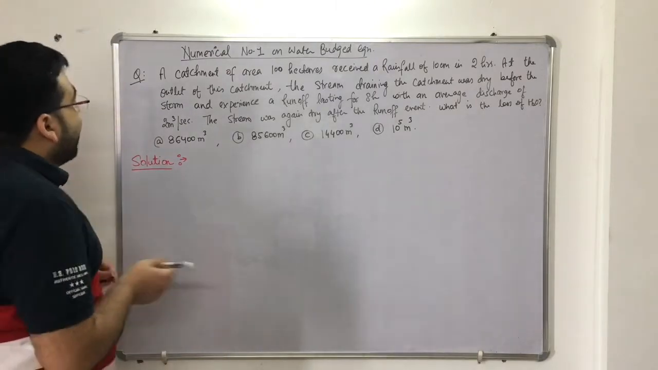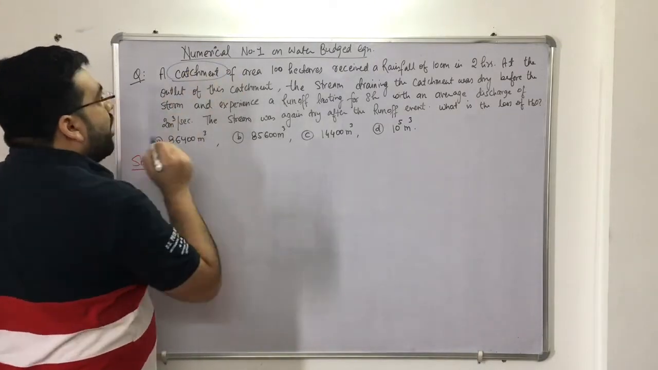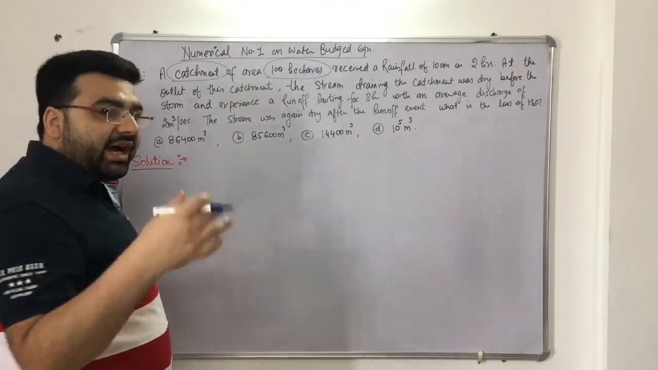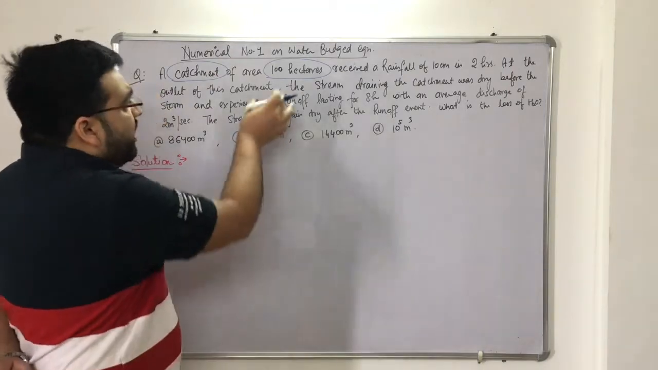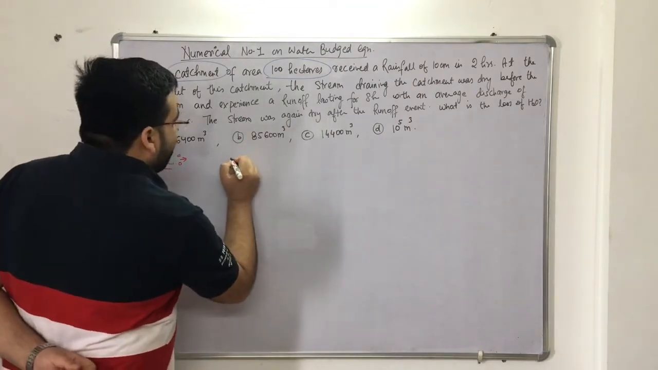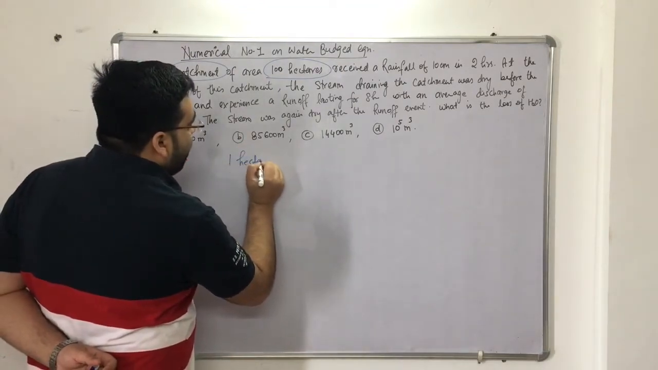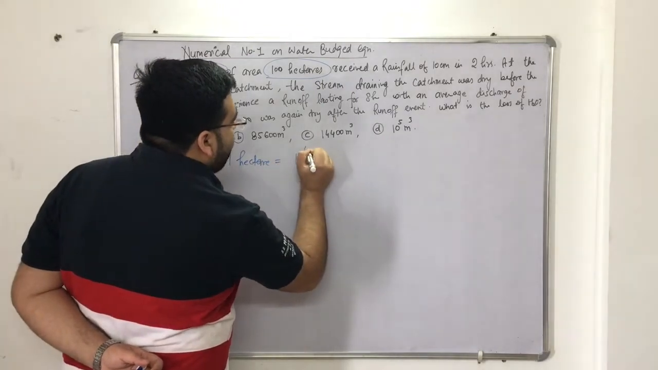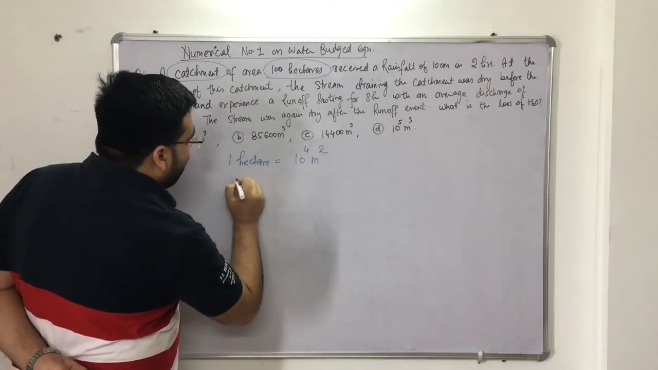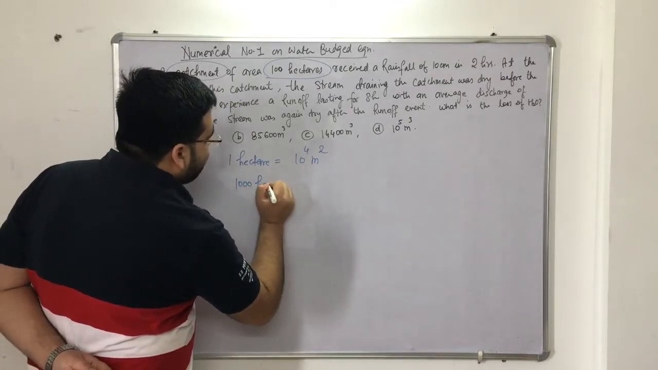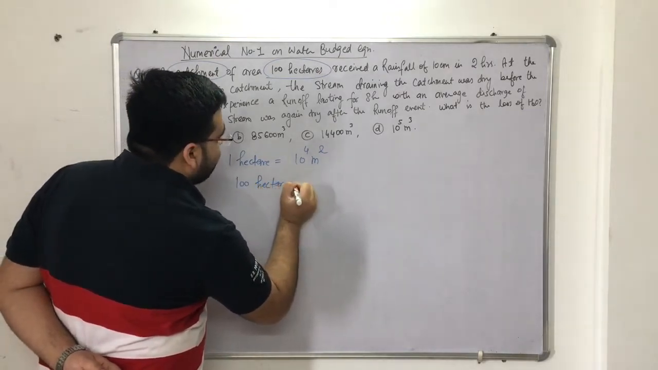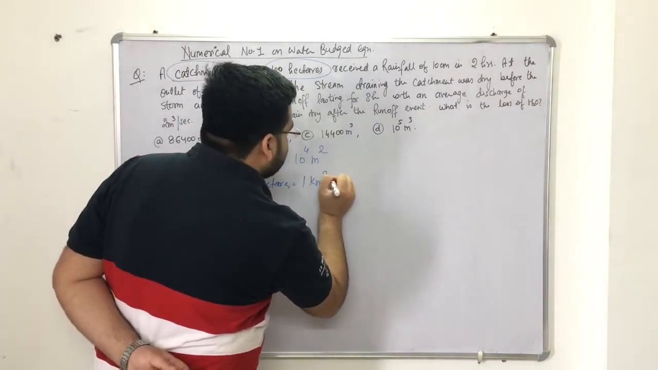The question says that a catchment of area 100 hectares. Now let me tell you about the hectares and about kilometer square. This unit is very frequent in hydrology and in irrigation, right? Now 1 hectare is 10 raised to the power 4 meter square, and 100 hectares is 1 kilometer square, right?